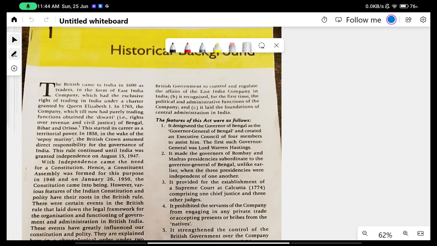Now, what is this chapter about? Let me give you a brief overview of what the whole chapter is about. This chapter is about the historical background of our Indian political system. Of course, in Indian polity, we talk about the Indian political system, right? How our governments are formed, how our people are ruled, how different policies and our constitution work, and everything related to the Indian political system.